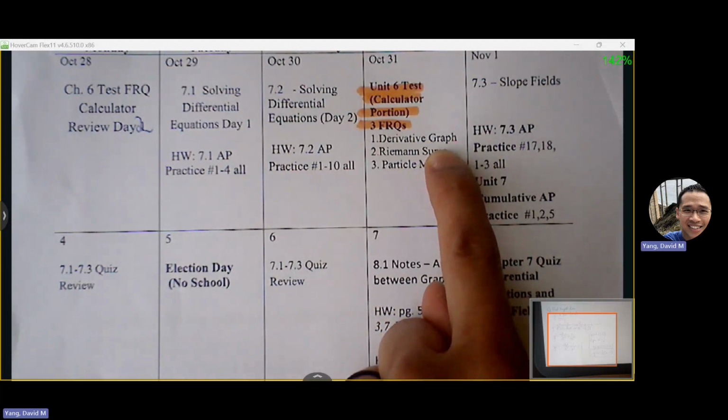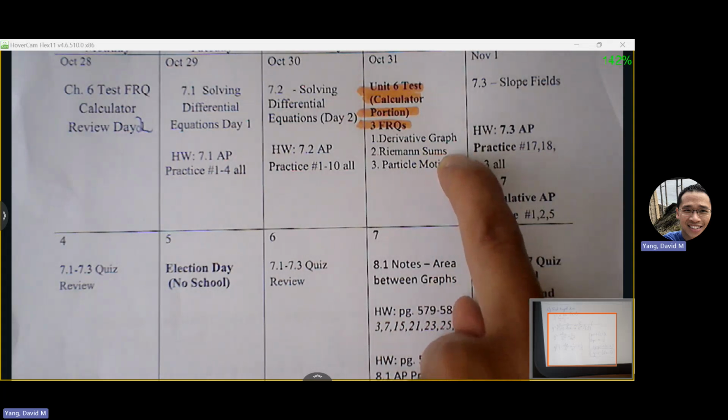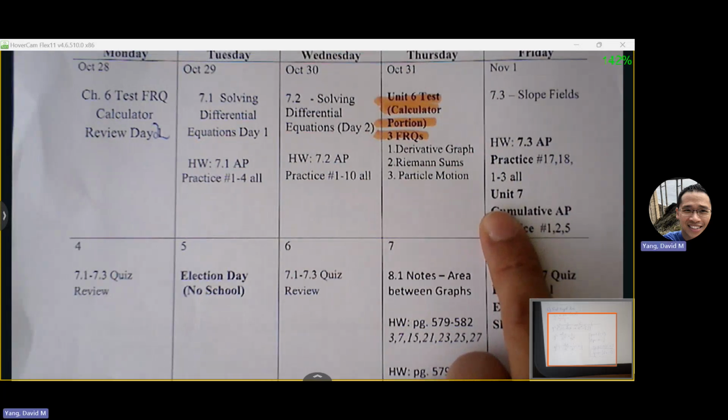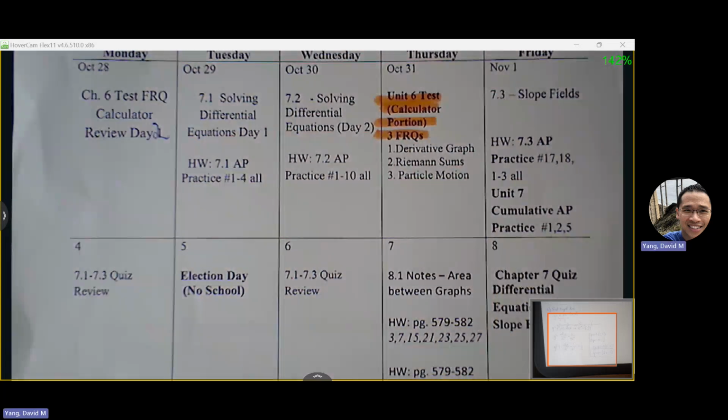For tomorrow's test, just study that review sheet, right? We did a derivative graph. We did Riemann sums. We did a particle motion. It'll just be one of each problem. If you know how to do your practice, if you know how to do your review sheet, you should do really well on the test. Okay.